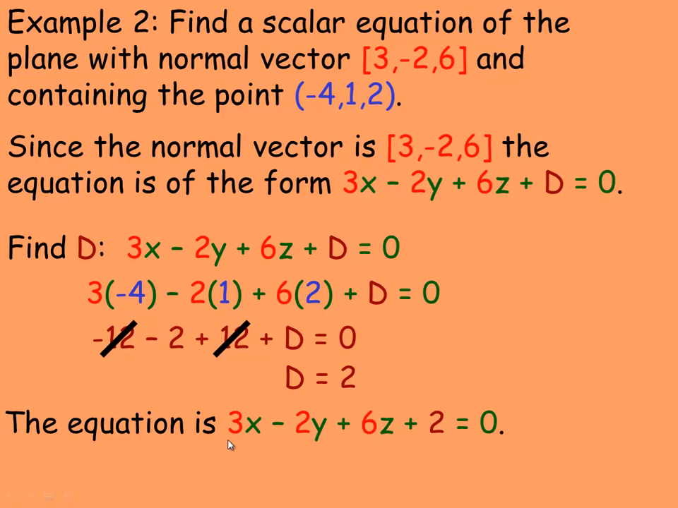Now the reason why I said "a" equation is because there's more than one way to write this. Any multiple of this is still a scalar equation of this plane. So for example, if we'd used, instead of 3, negative 2, 6, let's say we multiplied it by 2 and used 6, negative 4, 12. Well, that's still going to work. It would just be, multiplying by 2, 6x minus 4y plus 12z plus 4 equals 0. And that would still be a scalar equation for the plane.